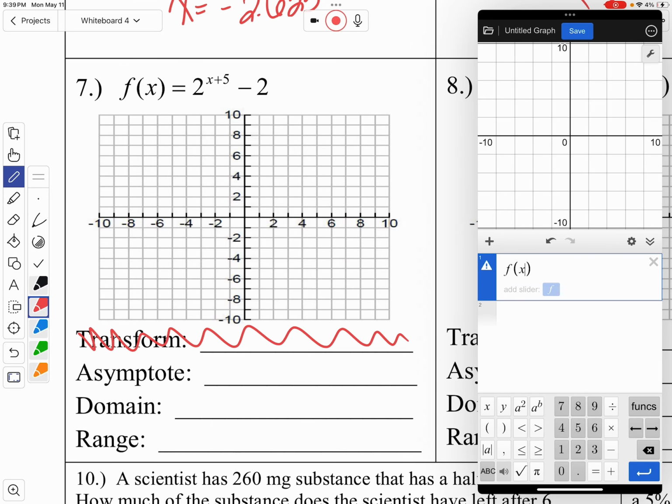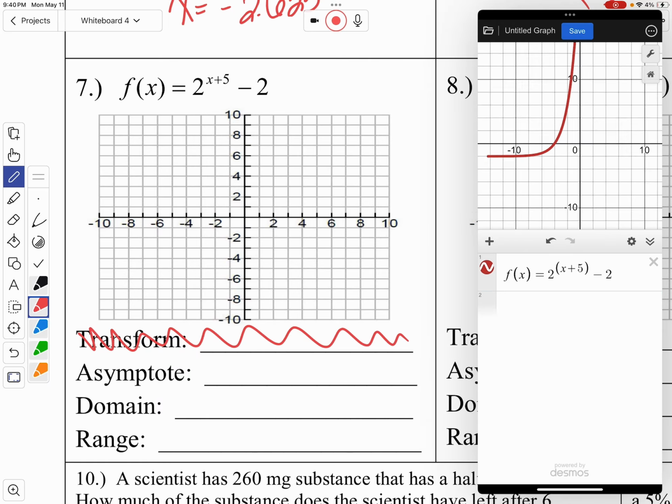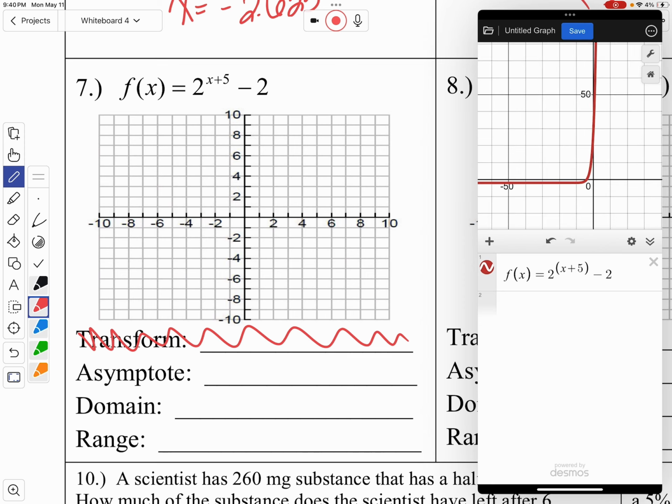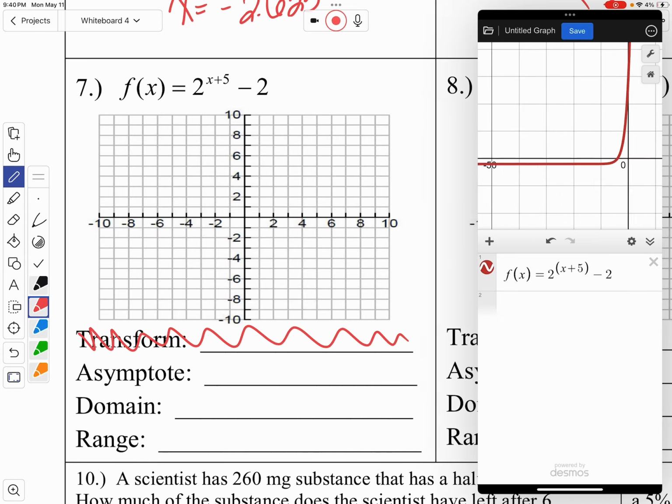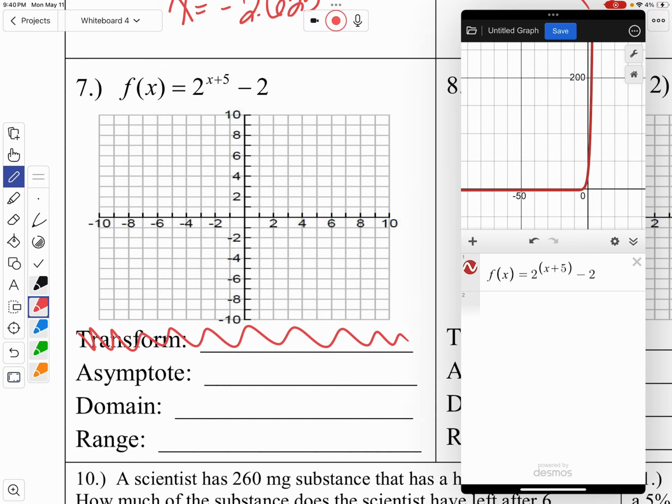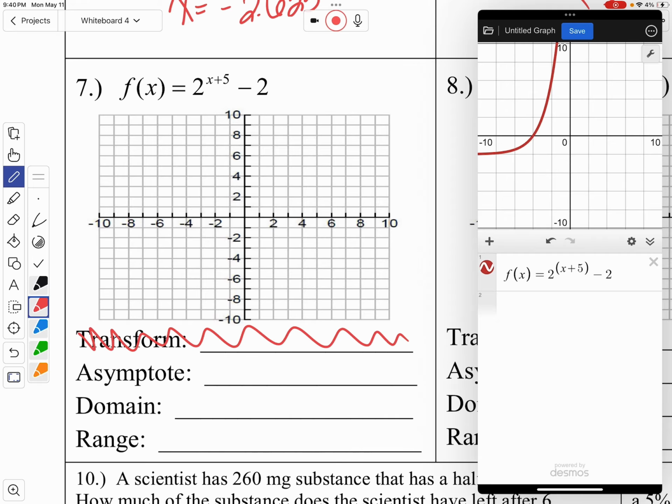So f of x is equal to 2 exponent, I want to keep all the stuff together, so x plus 5, minus 2. Make sure that my Desmos looks exactly like my question. It is asking for an asymptote. Remember, asymptotes are places we don't touch. We do not touch other people's asymptotes. That is inappropriate. And so if I'm looking at my image, this is where it flattens out and will not touch a certain area. And if I'm looking, it is a horizontal asymptote.